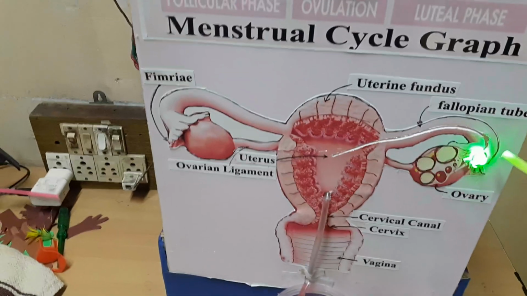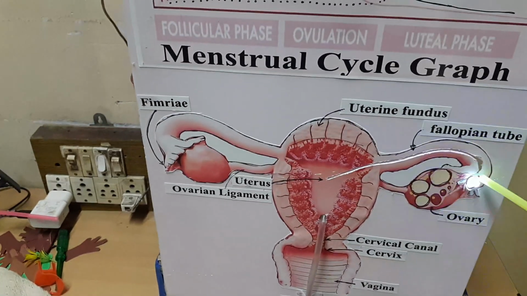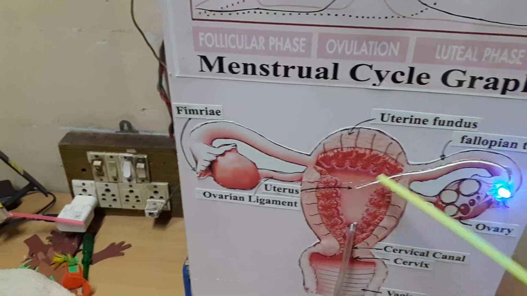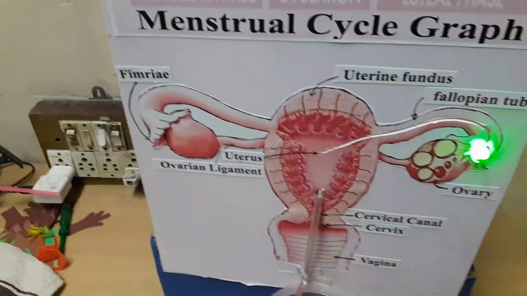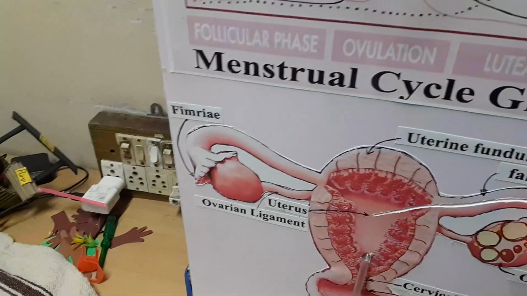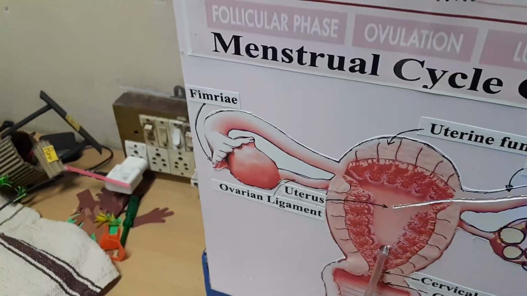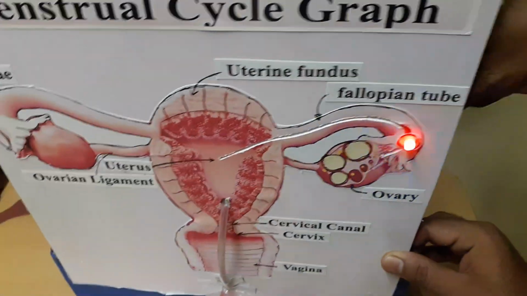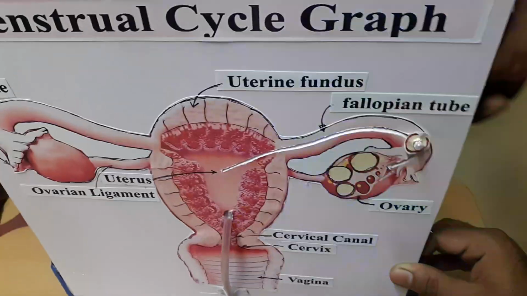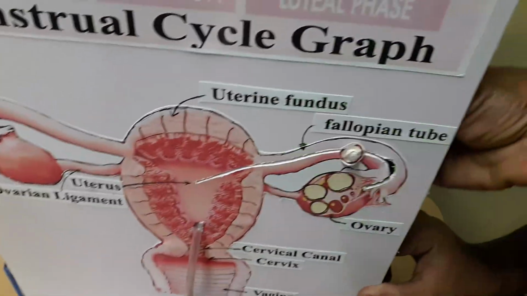The LED glowing is representing an egg. The egg will transfer from this location into the uterus. Okay, this we are demonstrating. See, by moving this light, we can actually make the LED, or the egg, move from this location to the uterus.